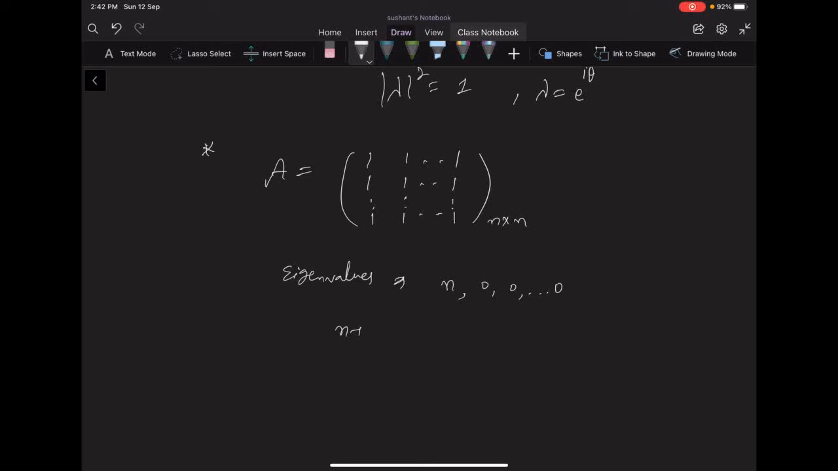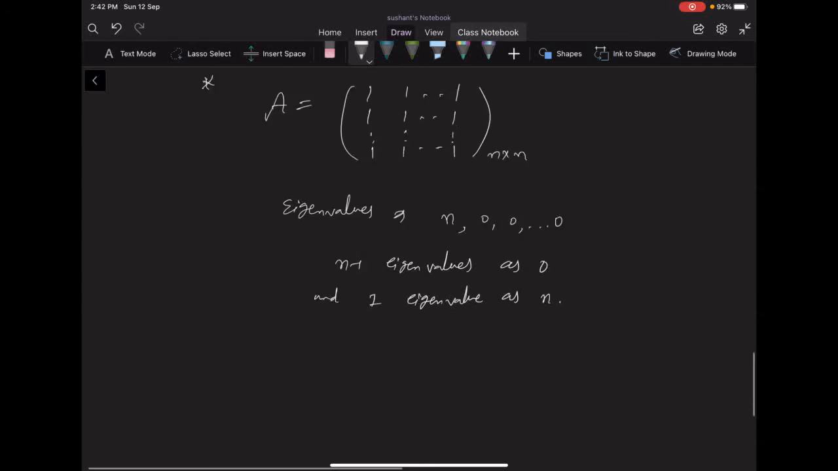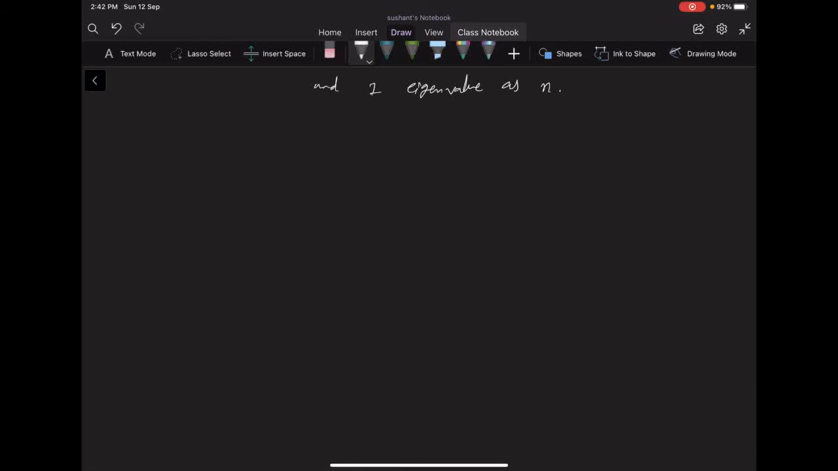So n minus 1 eigenvalues as 0 and 1 eigenvalue as n. Okay, so now we will see some important examples that are also previous year's questions from CSIR NET exam.